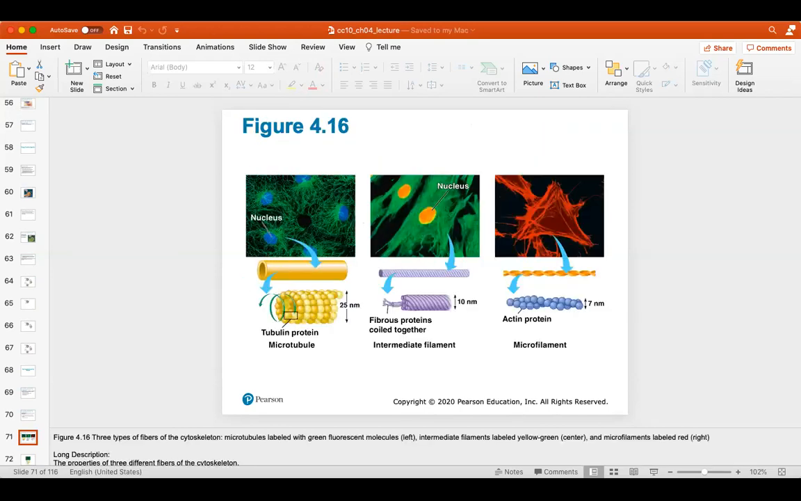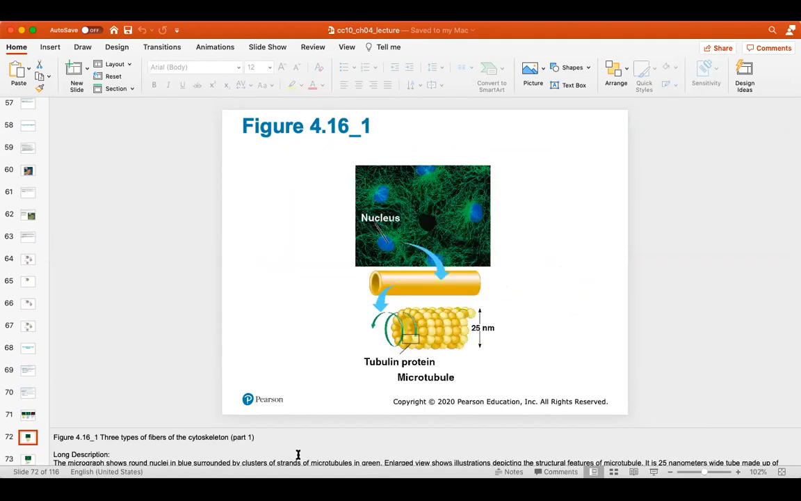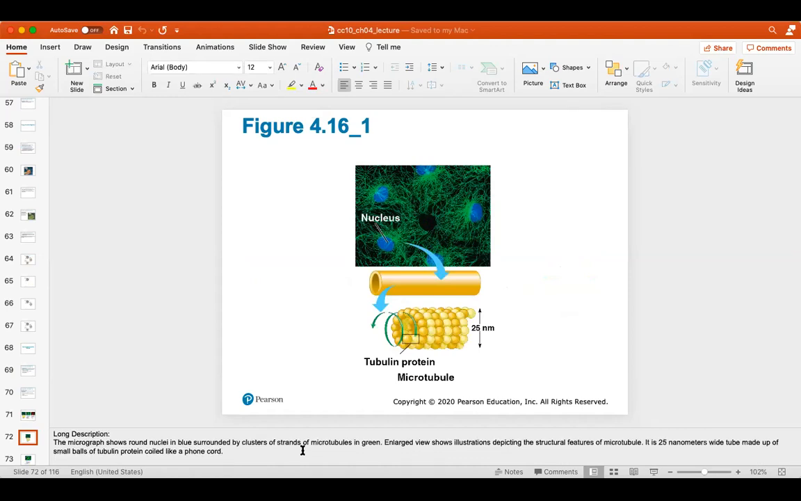So here's a look at the 3 types of fibers of the cytoskeleton: microtubules, labeled with green fluorescent molecules on the left, intermediate filaments labeled yellow-green in the center, and microfilaments labeled red. Microfilaments are actin and myosin, which make up muscle contraction. Intermediate filaments are shown here, and then the microtubules are the largest. So here are the microtubules, the round strands in green, and the enlarged view shows an illustration depicting this structure.